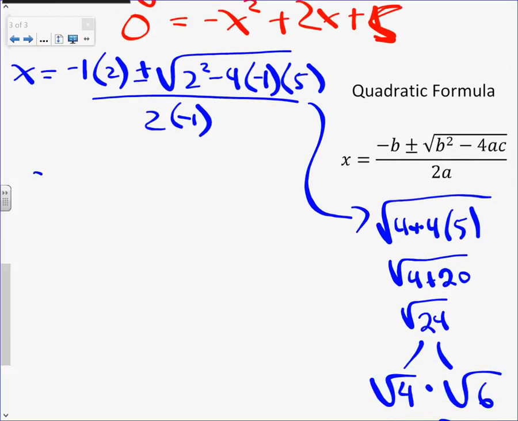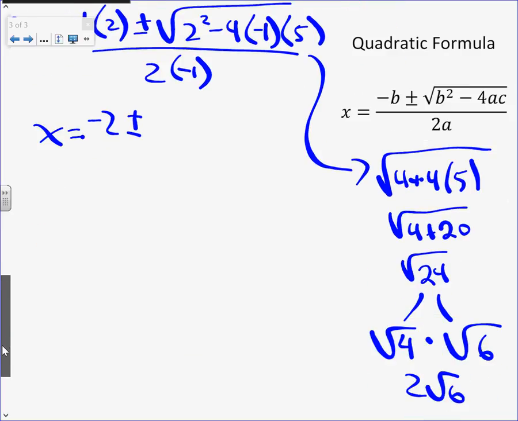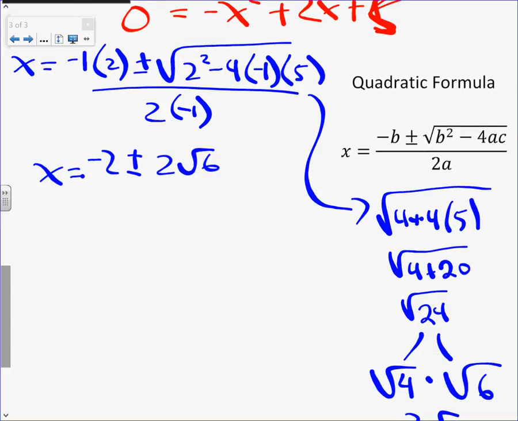X is, let's do it. Negative 1 times 2 is negative 2, plus and minus. This all became 2 rad 6. Awesome. All over negative 2. Awesome. I'm just surrounded by awesomeness.